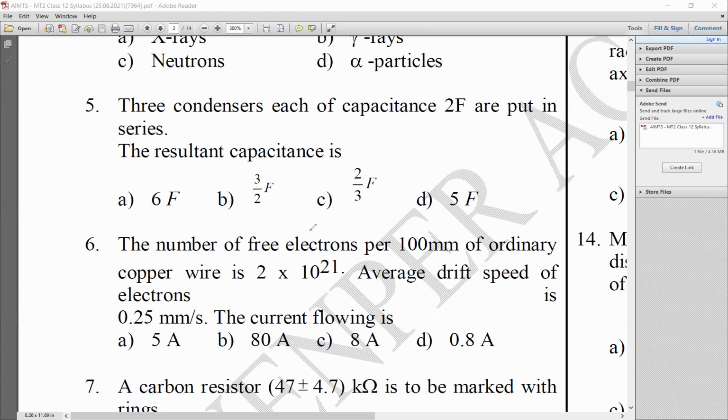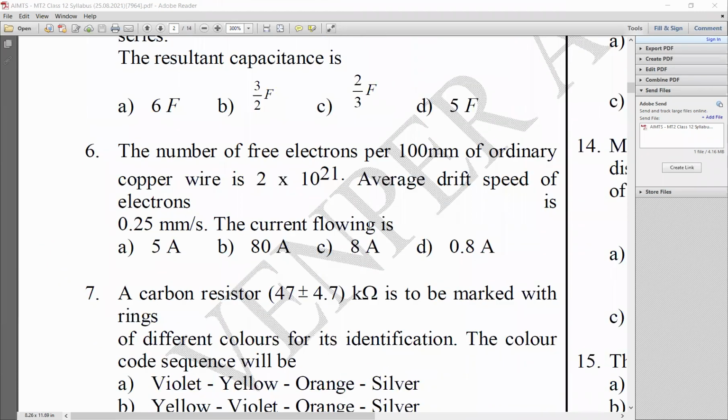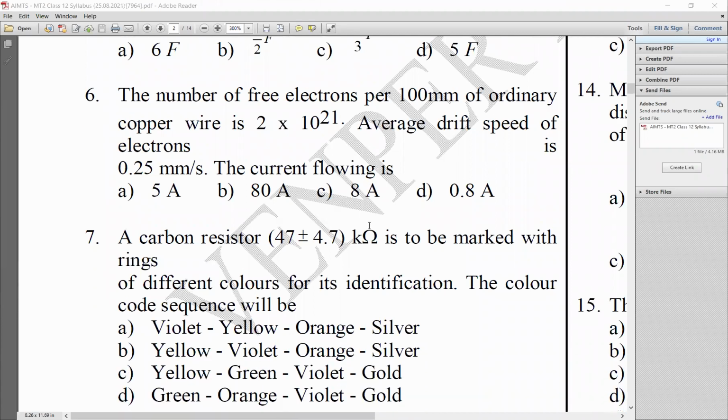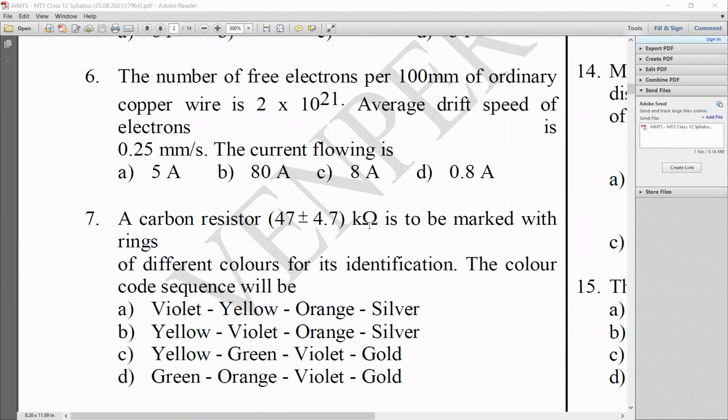Seventh question. What is given? A carbon resistor of 47 plus minus 4.7 kilo ohm is to be marked with rings of different colors for its identification. The color code sequence will be.